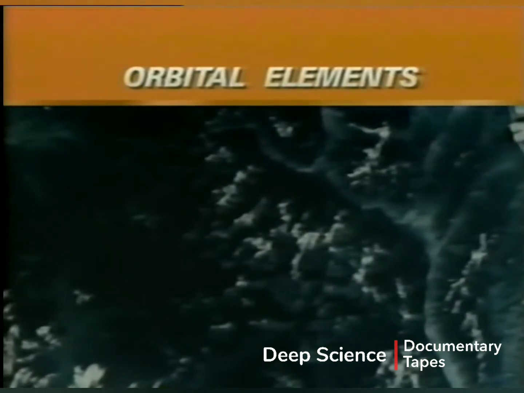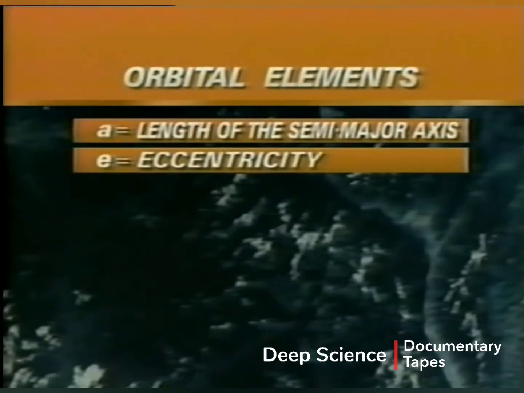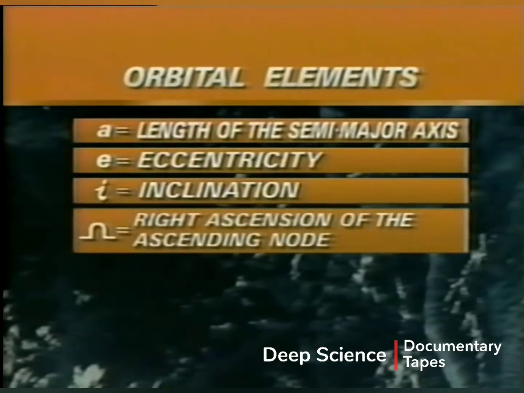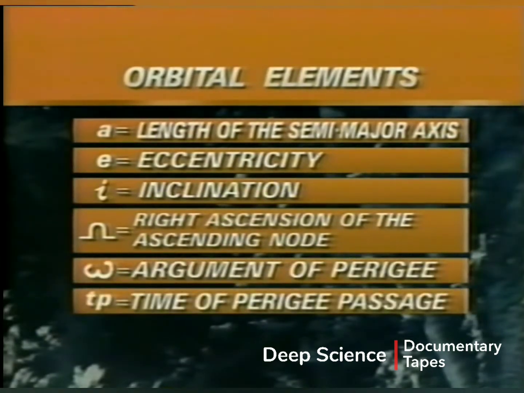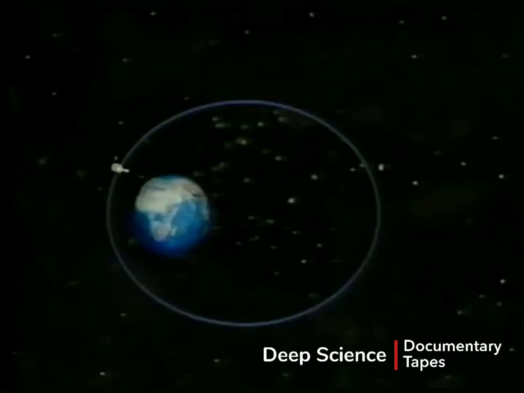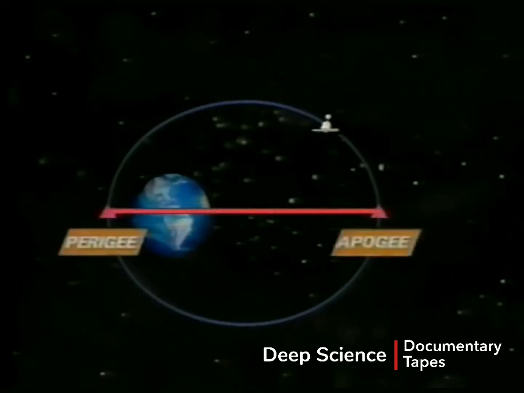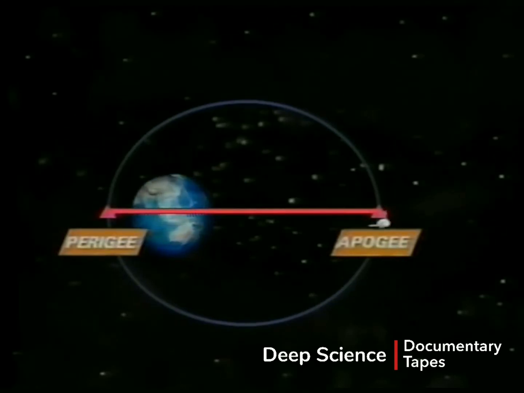Based on an orbit which is an ellipse, the 6 orbital elements are length of the semi-major axis, eccentricity, inclination, right ascension of the ascending node, argument of perigee, time of perigee passage. The major axis of an elliptical orbit is the line joining the perigee and apogee. This line is also referred to as the line of apsides.